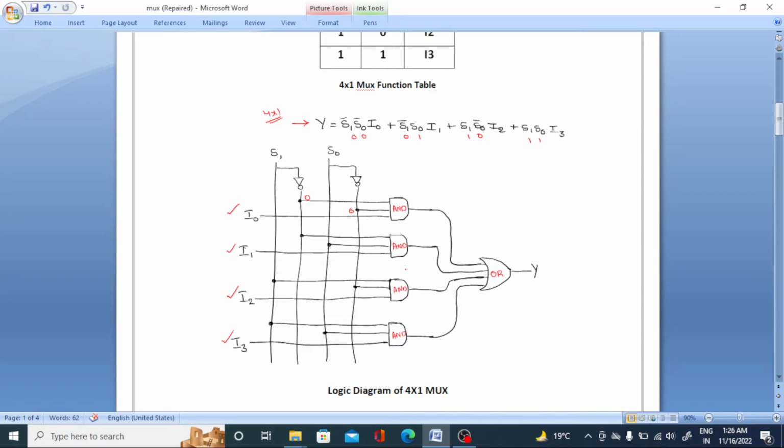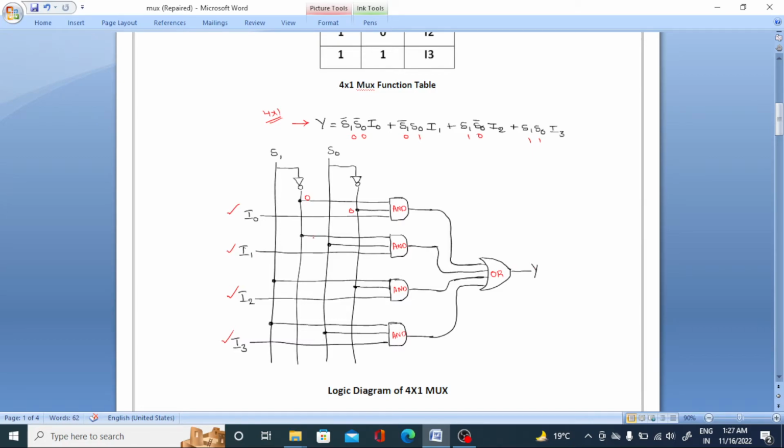So if all these are not activated, and I want to send only the I0 input, I am enabling the I0, and the remaining I1, I2 and I3, I make them 0. So the AND gate output will be 0 here. This one is the logic 1 at the output side, and this is the OR gate. So the I0 is passed at the output side, like that.